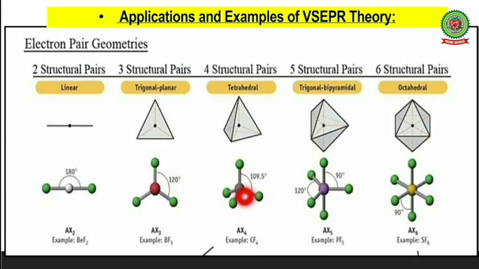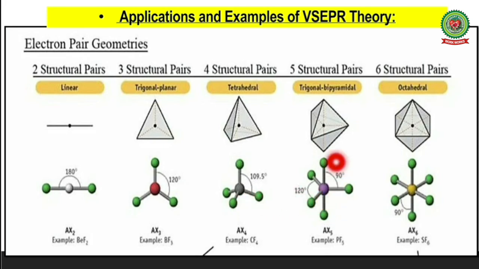If there is one central atom connected to four different atoms, that means it is a tetrahedral geometry. That means the angle here will be 109.5 degrees. And the examples of this will be CF4, CH4, etc.